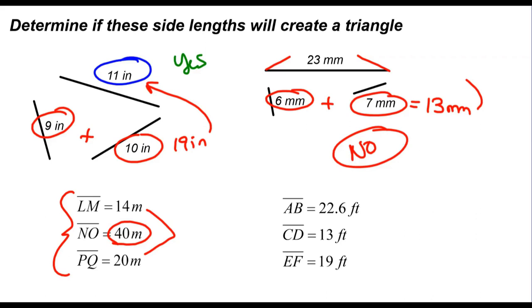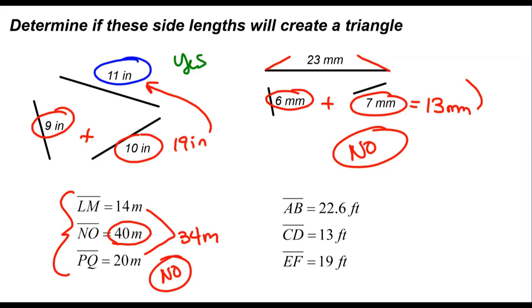Is there enough bridge? So 20 meters and 14 meters, if I put that together, that's 34 meters of bridge. And am I going to be able to cover that 40-meter side? And I don't. So this is not going to be able to create a triangle. I would not create a triangle out of those three side lengths.